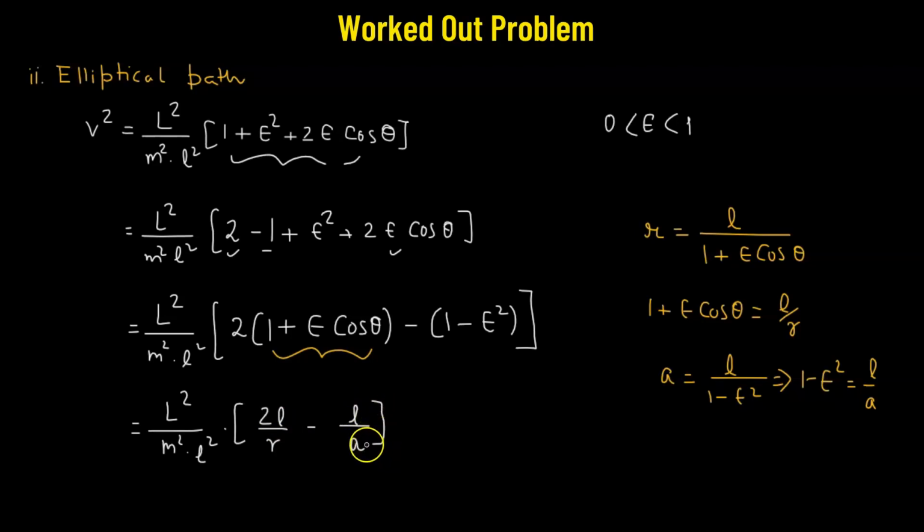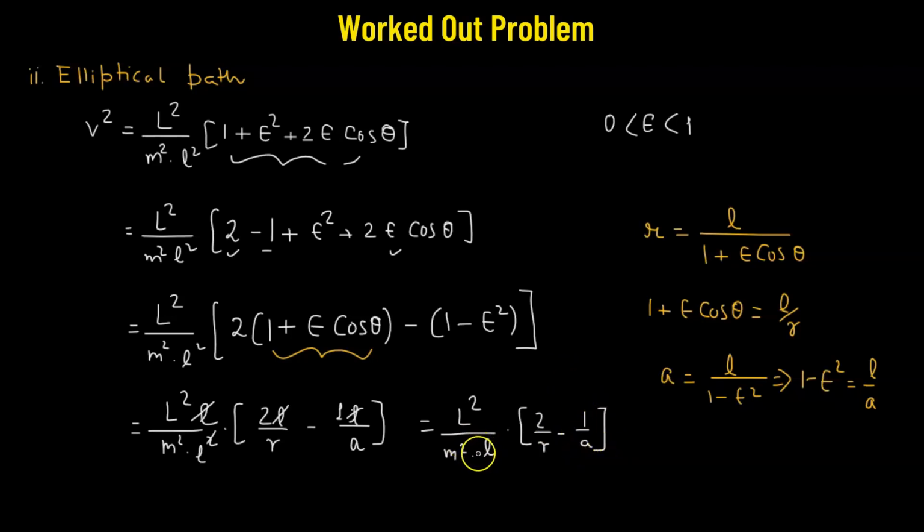Fine. Now what we can do, L is common to both terms in the numerator, so we can pull out that L from the numerator. So this will come out here, and this will be simply 1 over a. And 1 L from the numerator and 1 from the denominator goes away. So our expression for velocity now becomes L squared divided by m squared times L, times 2 over r minus 1 over a.